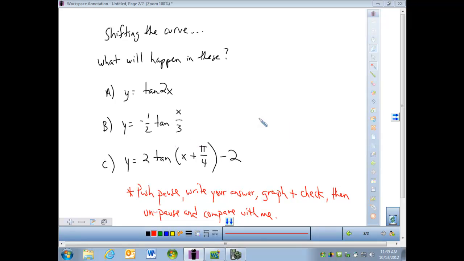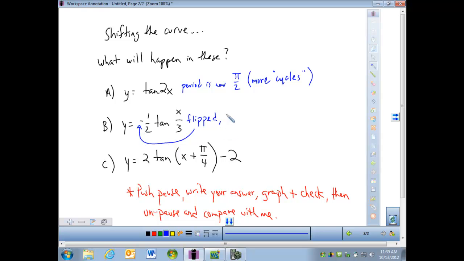Alright, so hopefully you've had an opportunity to do that. Now welcome back. Here's what I have for answers to each of these 3. For part A, the 2 is going to cause the period to go from pi radians to now it's pi over 2 radians. Alright, so putting that number in there with the x, sometimes that would be in parentheses, is going to change the period just like it did with sine and cosine.